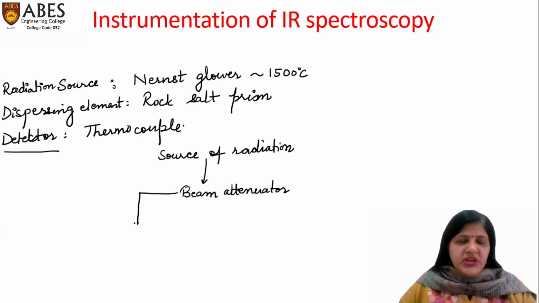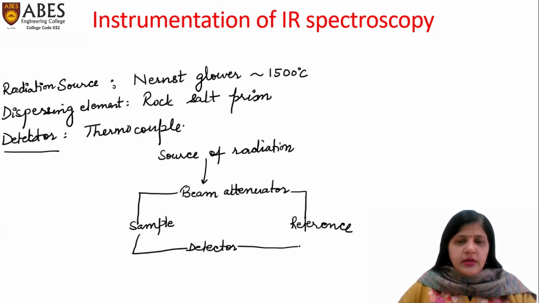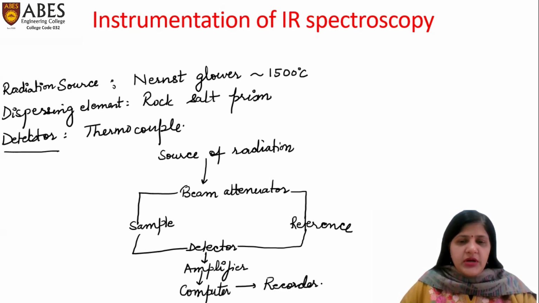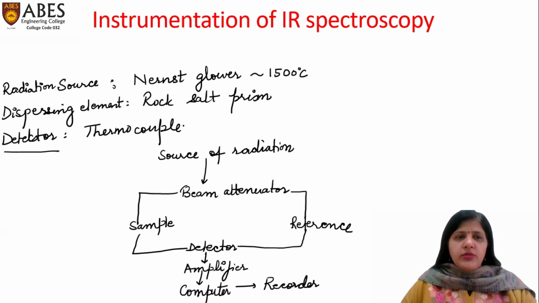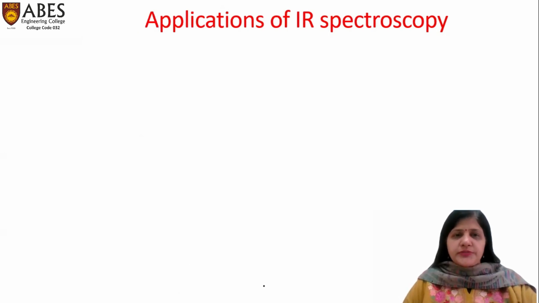And it goes to the sample, this beam attenuator, as well as it is placed to the reference compound. It is taken as the reference compound. This beam is then detected by the detector. It is amplified with the help of an amplifier. And then we have our recording system to detect or record it. In this manner, the IR spectrum is recorded with the help of the IR spectrophotometer.